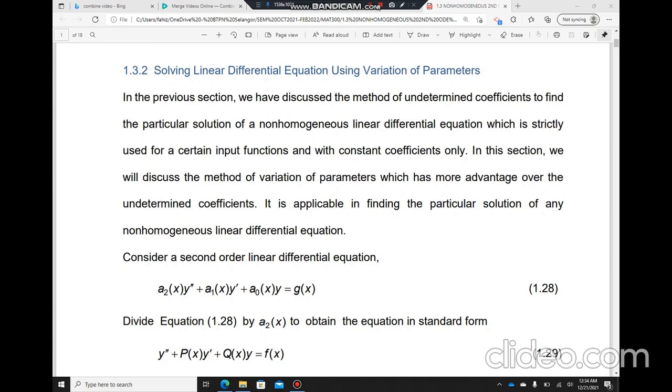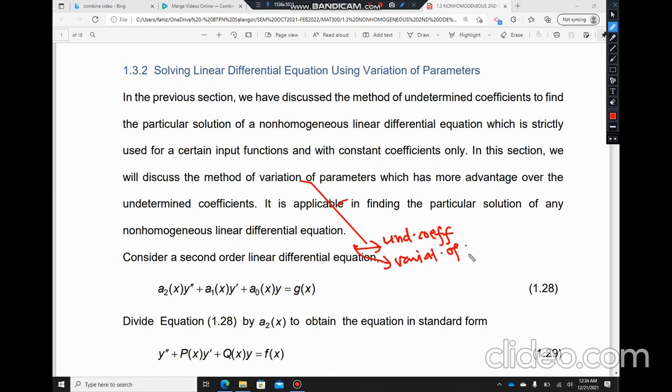Okay, so next topic we discuss about solving linear differential equation using variation of parameters. Okay, so before this, kita dah discuss about, we have discussed about undetermined coefficient. Okay, now second method is variation of parameters.